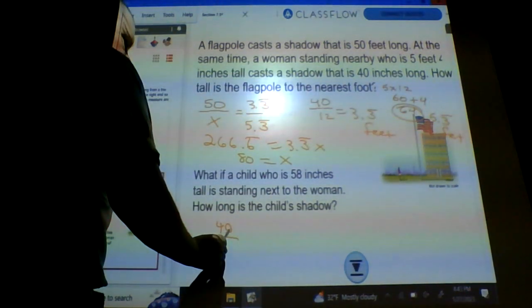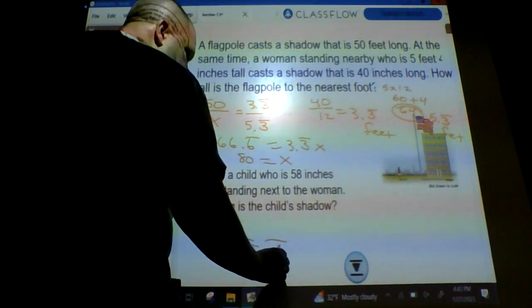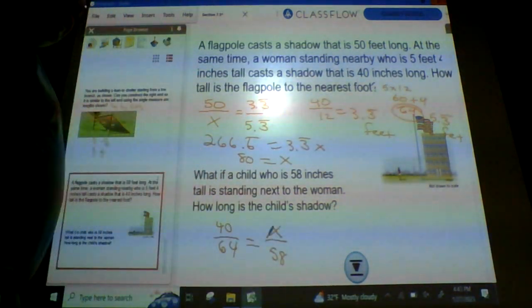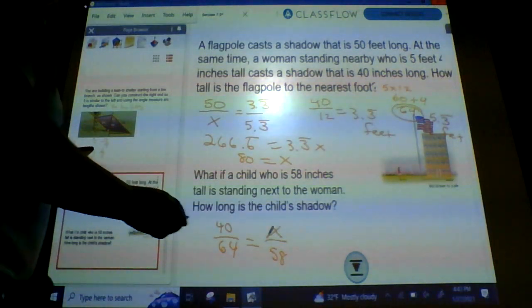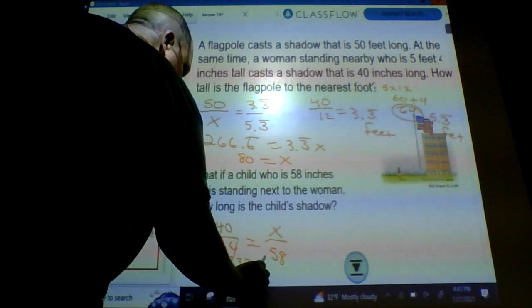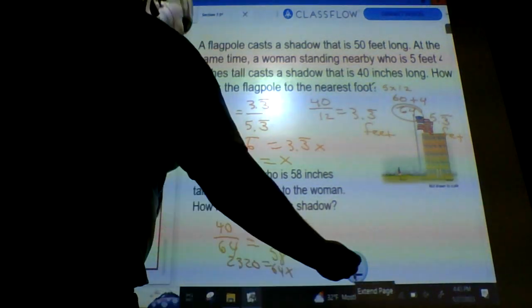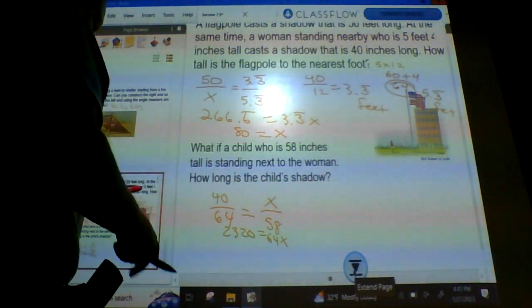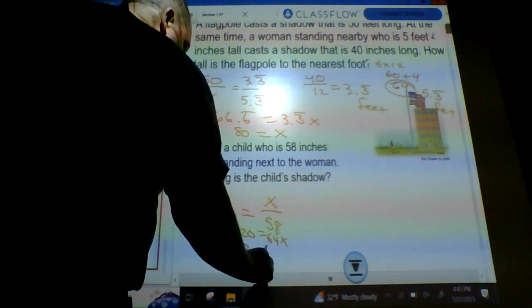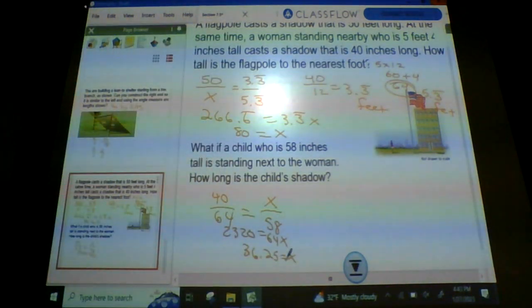So I'm going to take the shadow of the woman over top of the woman's height in inches. I know the child's height in inches, and I'm going to find the length of the child's shadow in inches as well. Okay, so this time I'm going to take 40 times 58, which is 2,320. And that's going to equal 64x. Now I'm going to take that 2,320 and divide it by 64. And that gives me 36.25 inches. And that is the length of the shadow for the child.